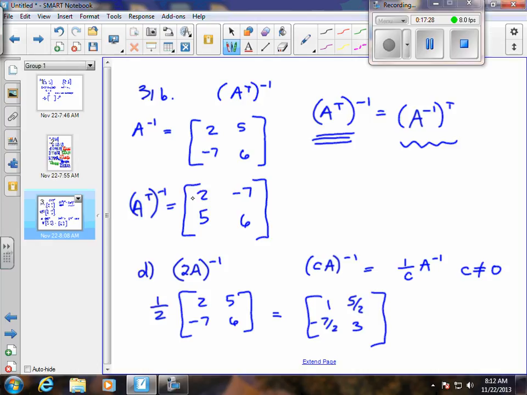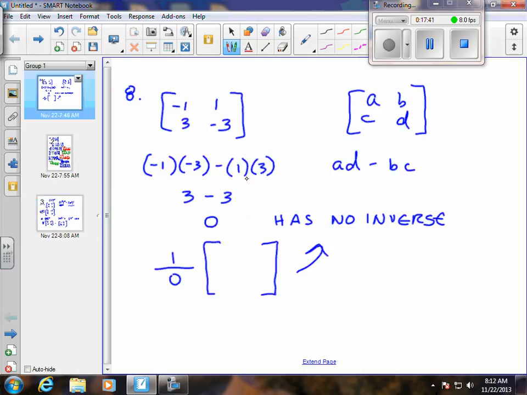Sine squared minus negative cosine squared. I need to show that the difference of the product of the diagonals is not 0. We did that in this problem. So you multiply the diagonals together, you subtract them, and as long as you don't get 0, the matrix has an inverse, which means it's invertible.